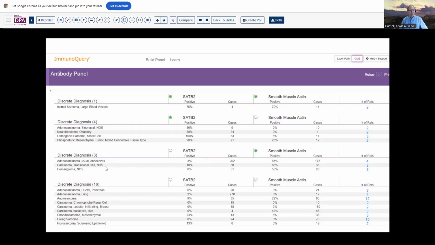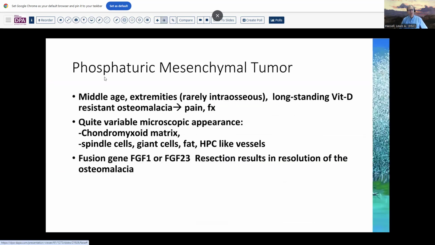So given these findings, as we look down further, we can see occasional angiosarcomas are SATB2 positive and smooth muscle actin positive, but this again does not look like an angiosarcoma or a mesenchymal chondrosarcoma. So I think our clear differential here is between osteogenic sarcoma of small cell type or a mixed connective tissue type of phosphaturic mesenchymal tumor. With that consideration, what is phosphaturic mesenchymal tumor?